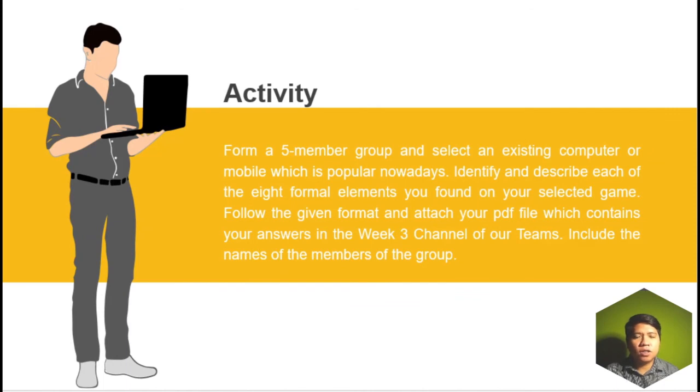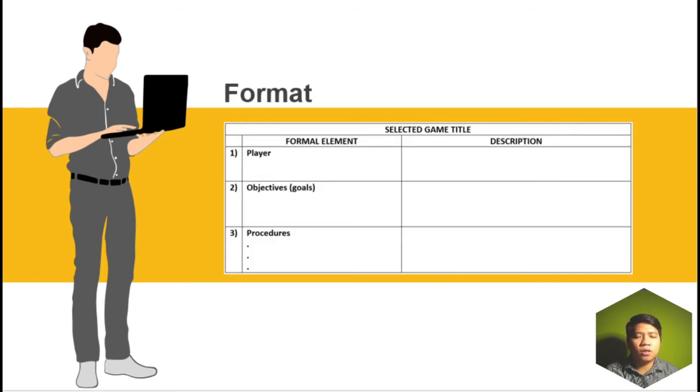For this lesson's activity, form a 5-member group and select an existing computer or mobile game which is popular nowadays. Identify and describe each of the 8 formal elements you found on your selected game. Follow the given format and attach your PDF file which contains your answers in the Week 3 channel of our Teams. Include the names of the members of the group. So here is the format that you'll be using.